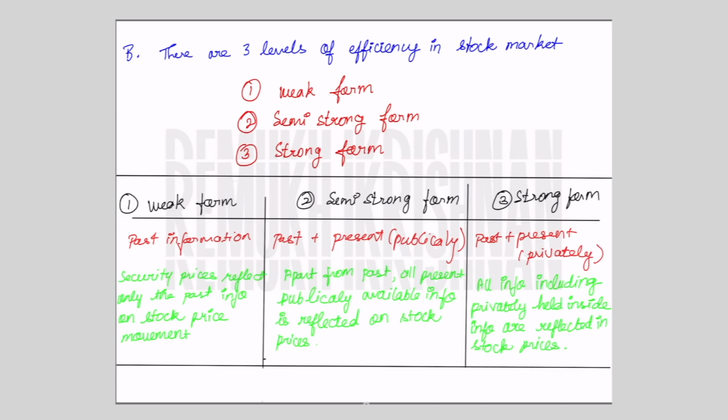To put it in words, in the weak form, security prices reflect only the past information on stock price movement. In the semi-strong form, apart from the past, all present publicly available information is reflected in the stock price. In the strong form, all information including privately held inside information is reflected in the stock price, which makes it more reliable. It is also to be noted that even if we are able to decide what form of efficiency the market is in, it is not sufficient. Analysis should always be done before making an investment decision.